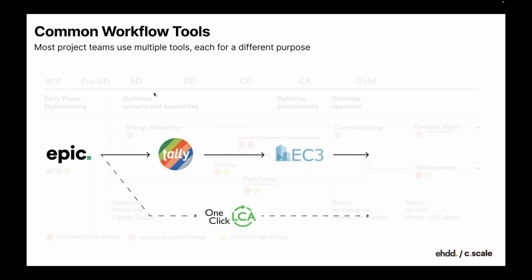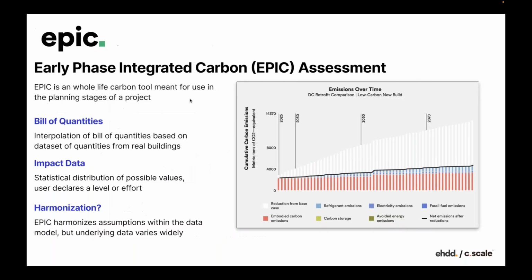Our typical workflow moves from Epic to Tally to EC3, and we're increasingly using One Click where we need to do some data combination that I'll talk about more in a moment. So Epic is the early phase integrated carbon assessment. It's a tool we've developed in-house and offered open access to the industry, now used by around 5,000 design professionals across the United States, and was recently mentioned, something we're really happy about, in the GSA's P100 guidelines for facility decarbonization.